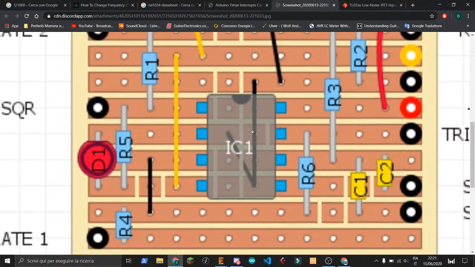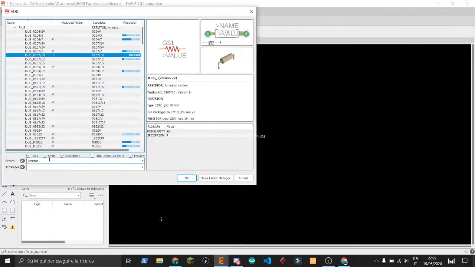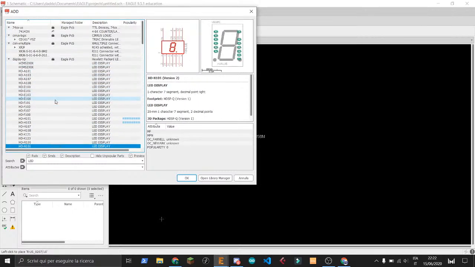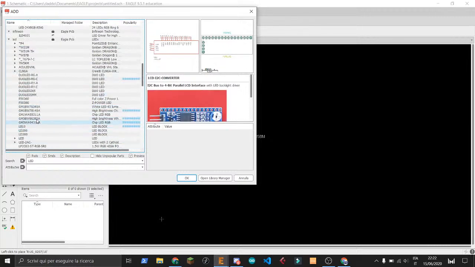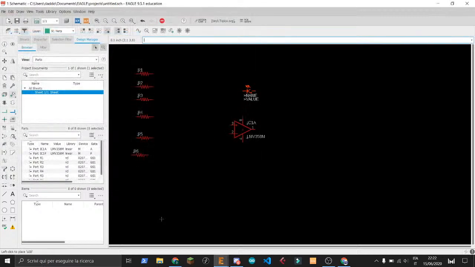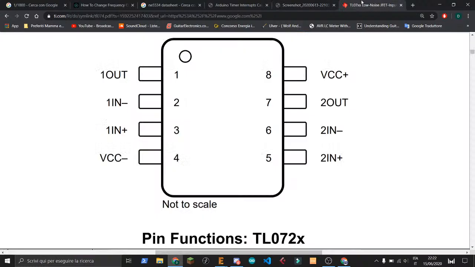Okay, let me start arranging the components on the schematic. Let me take an LED. One simple LED. Here's one simple LED. Yeah, that's fine. Okay, so now, as I was saying, R5 is connected to D1, to the anode of D1, and the cathode is connected to in minus.